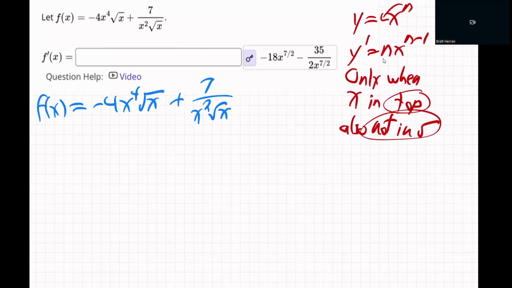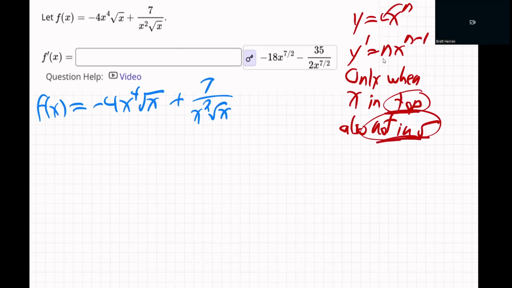Now, you might think, and this would be wrong, to just say I'm just going to do that one. So this, minus 16, then subtract 1 from the power, 3. Then I'll do the root. No, you can't do that kind of stuff. It's not true. The power rule only works when the x is in the top. It's not in a root, and yeah.